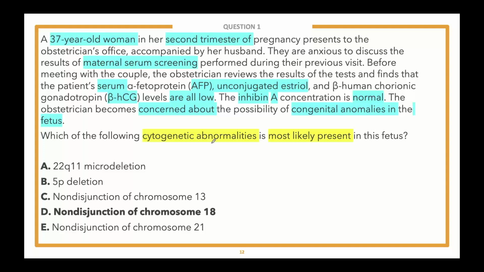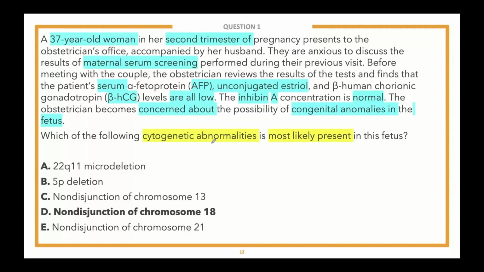And this is also known as Edwards syndrome. Patients present with a prominent occiput, classically rocker bottom feet, intellectual disability, clenched fists, and some other abnormalities. Trisomies usually are the result of non-disjunction of chromosomes during meiosis, okay? And it's, in this case, non-disjunction of chromosome 18. So that's why answer choice D is the best answer.